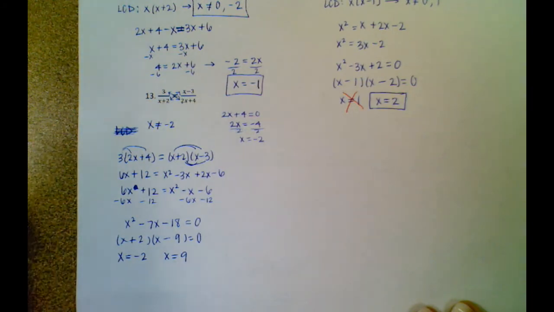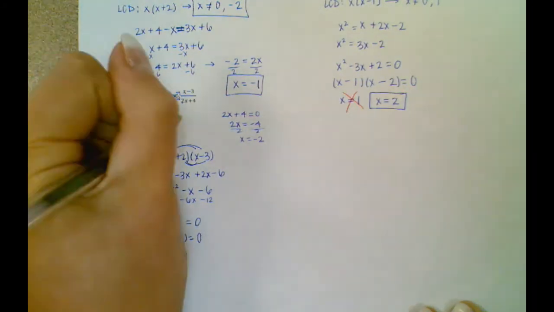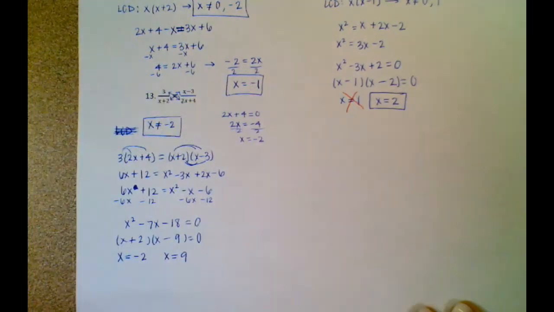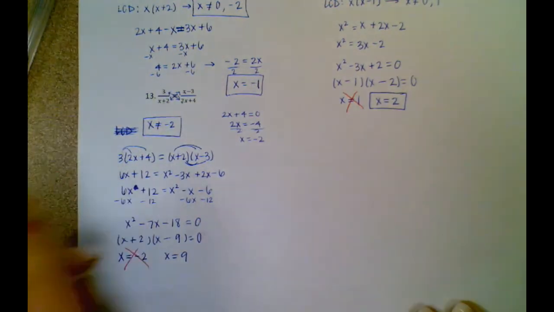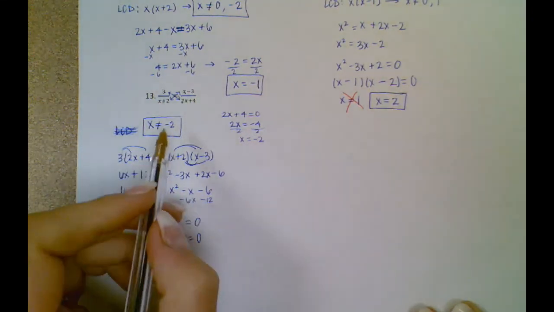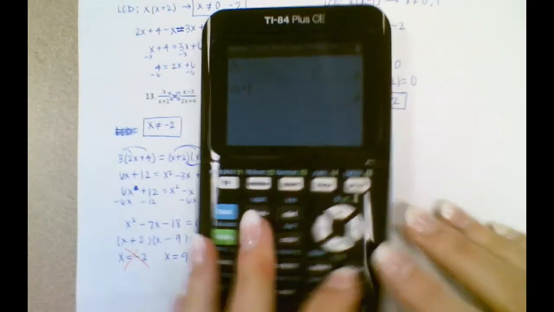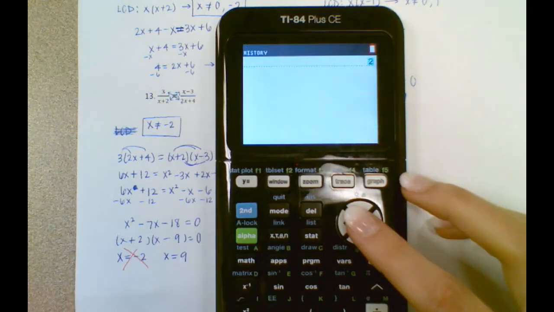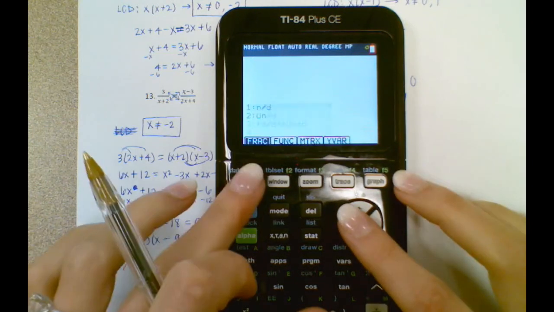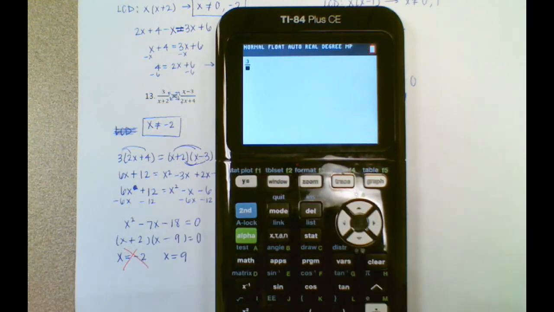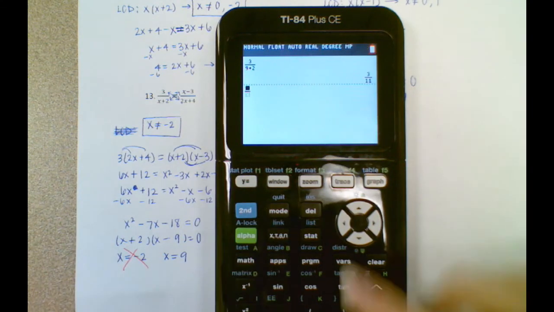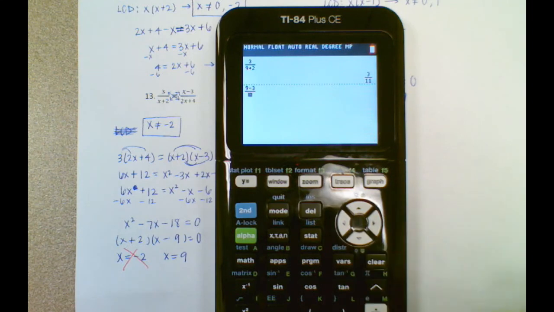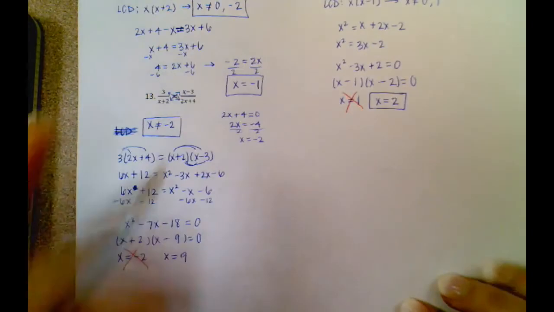Uh-oh. X can't be -2. So that is a no-no. Let's make sure the 9 works. So 3 over 9 plus 2, 3 over 11. 9 minus 3, 2 times 9 plus 4. Yay, 3 over 11. Woohoo!